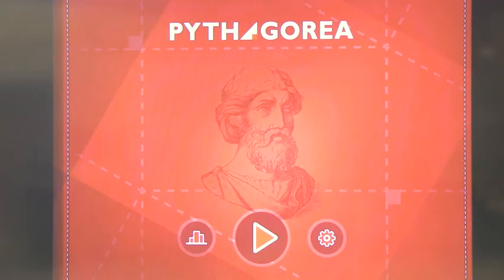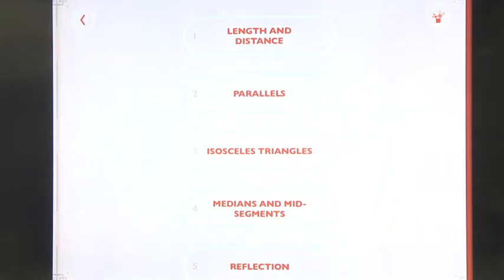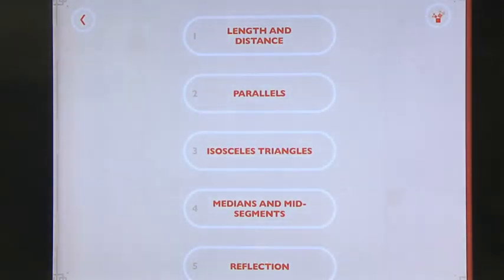I was clued into these apps by a friend of mine when I was visiting in Israel, and he showed me these apps, and I thought this was a spectacular learning opportunity in the area of geometry, especially Euclidean geometry. And I'm going to show you the first one. This is Pitagoras. And you can see that you can learn lots of topics.